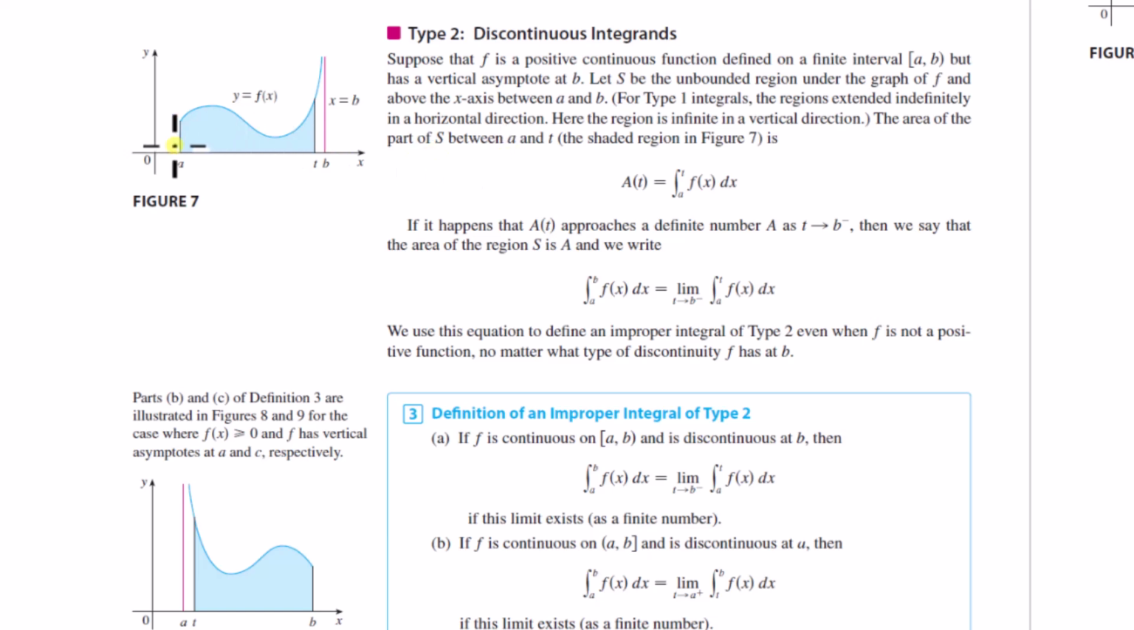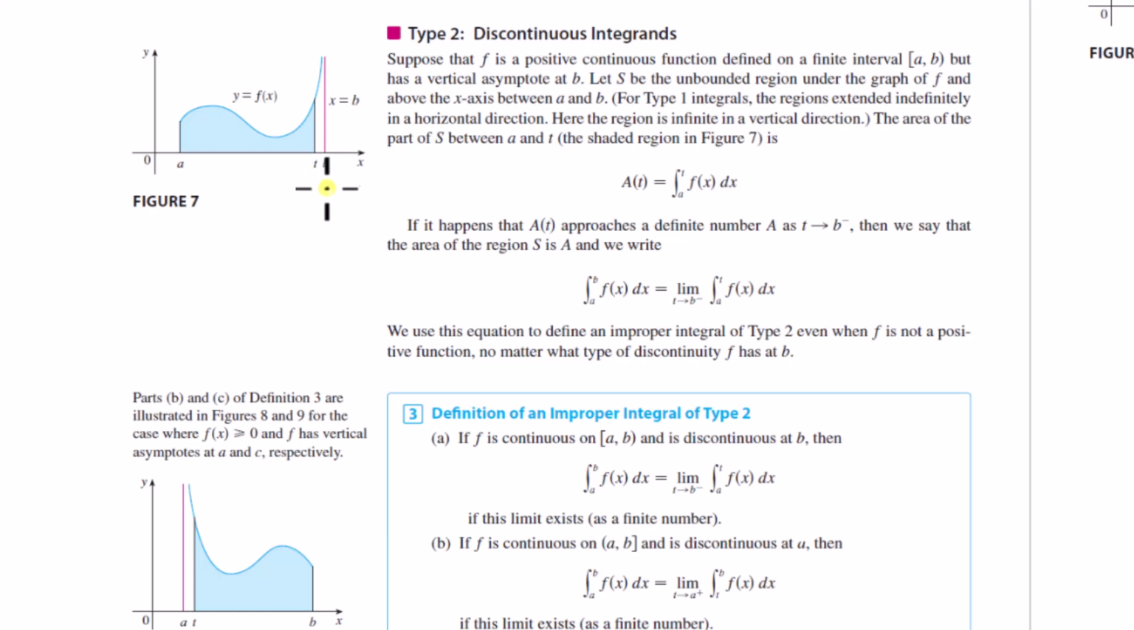So, okay, we're defined at a, and we have a vertical asymptote at b, and we're trying to think about the definite integral, which is the area under the curve between a and b. And we're going to do a similar procedure. We're going to think about the definite integral from a to t, and then we're going to take the limit as t approaches b from the left of the integral from a to t of the function.